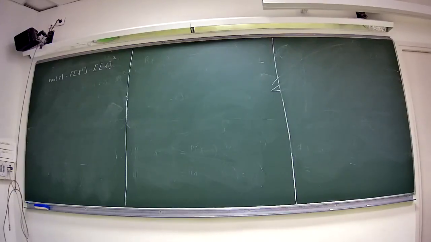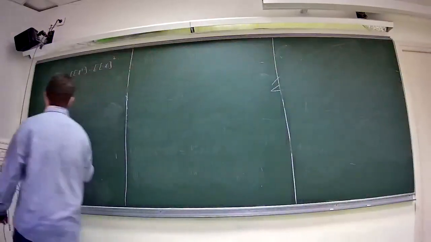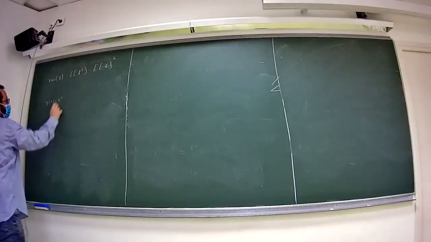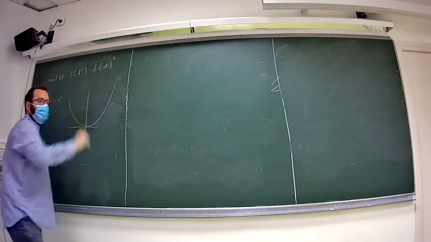I repeat, forget this. I don't want you to see this expression, just this one. Why is this difference positive? Because we see that the expectation of g(X) will be this one. You take g equal to x squared, g of x equal to x squared. You have something that is a nice convex mapping.